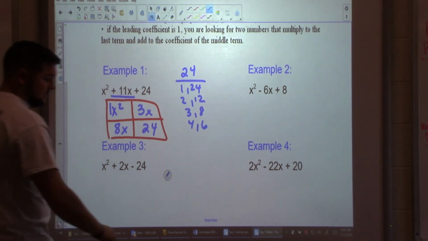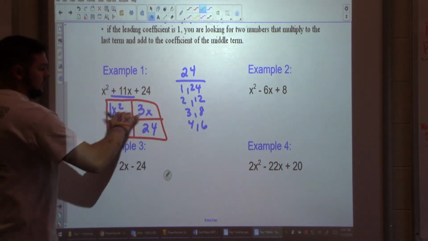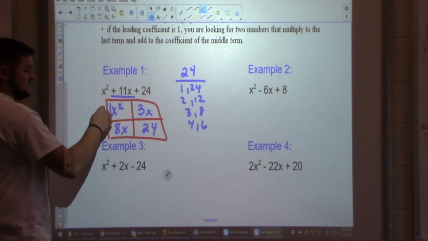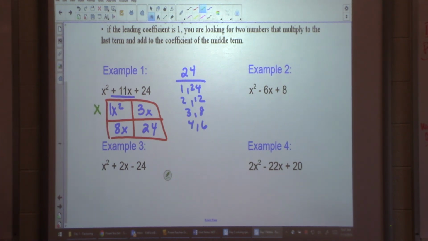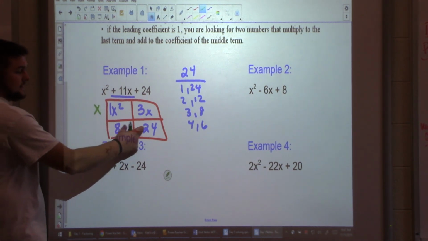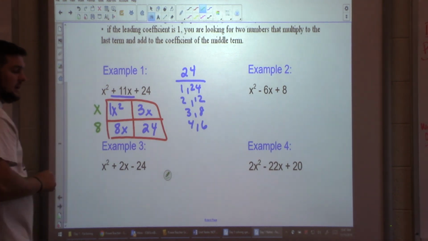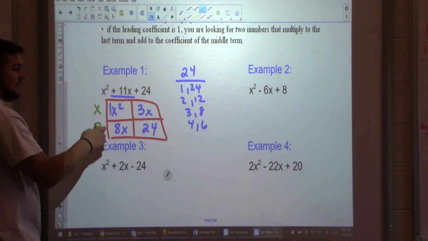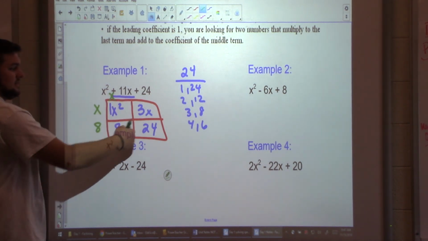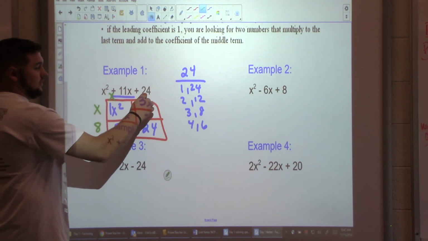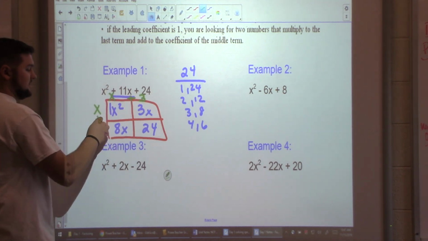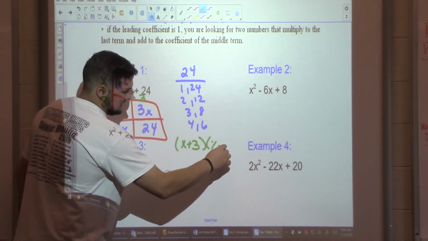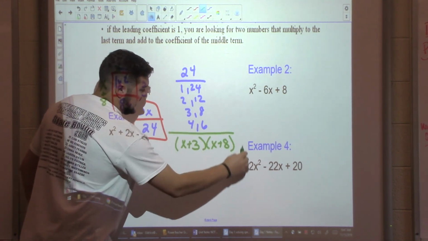So then I factor out the GCF for each row and each column. So the first row, x squared and 3x, the GCF would be x. The second row, 8x and 24, the GCF would be 8. The first column, x squared and 8x would be x. The second column, 3x and 24 would be 3. So I get x plus 3 and x plus 8. And that's my factored form.